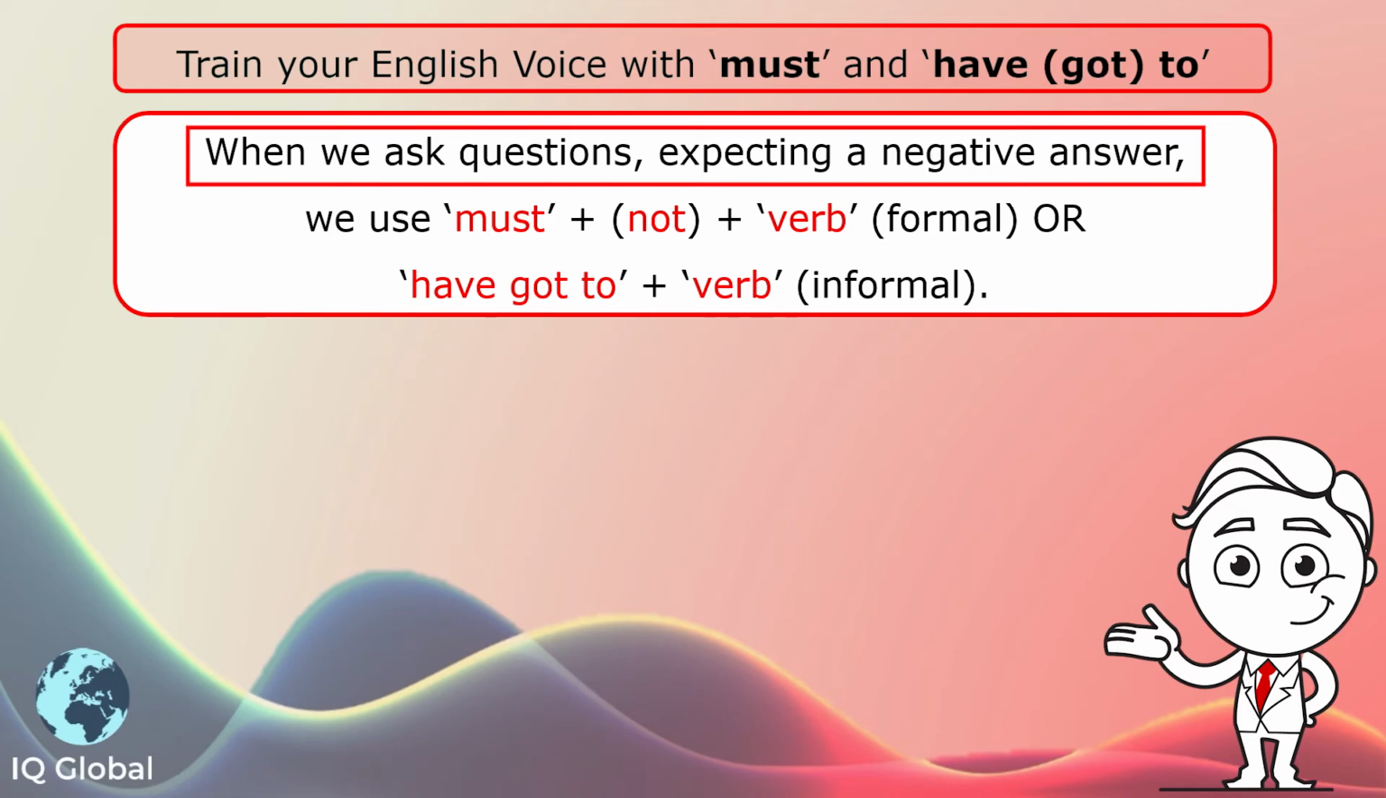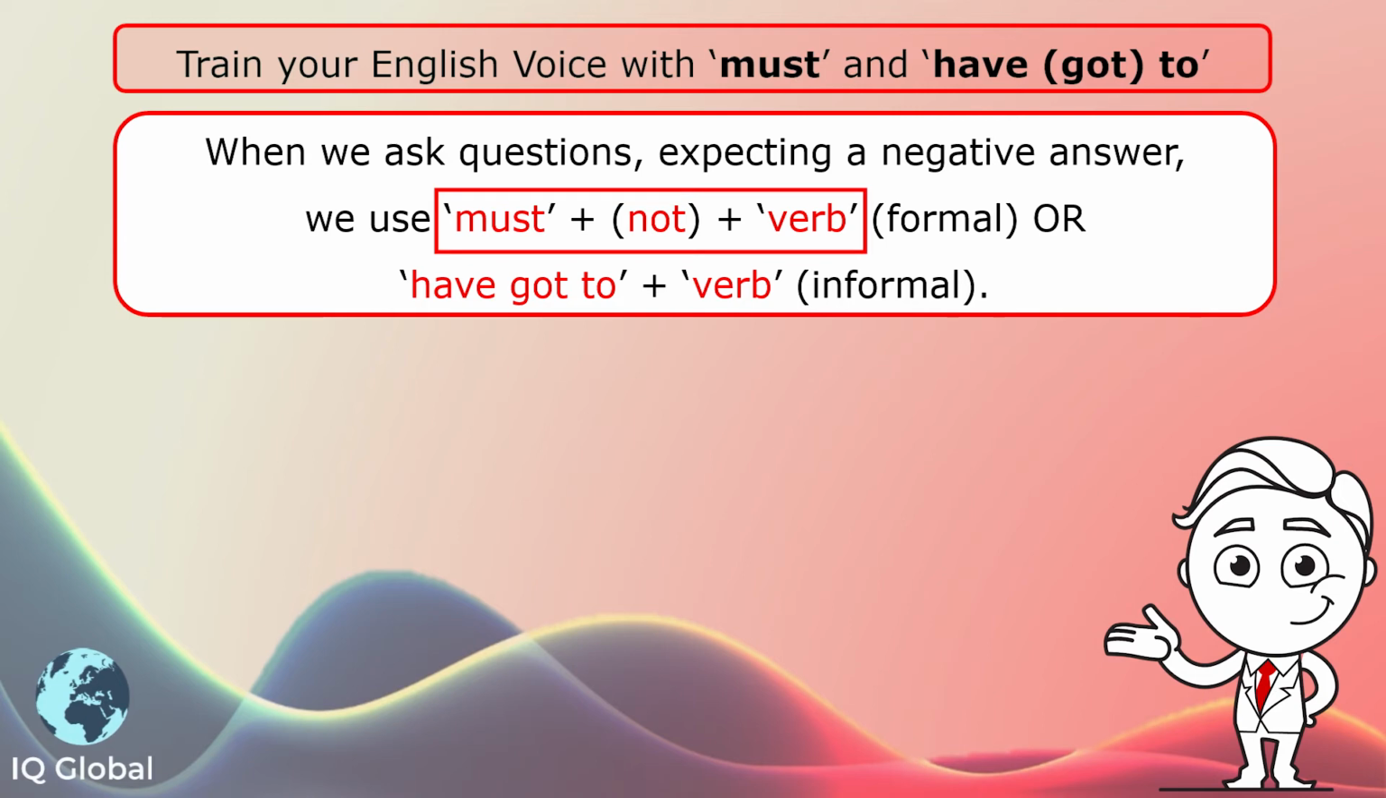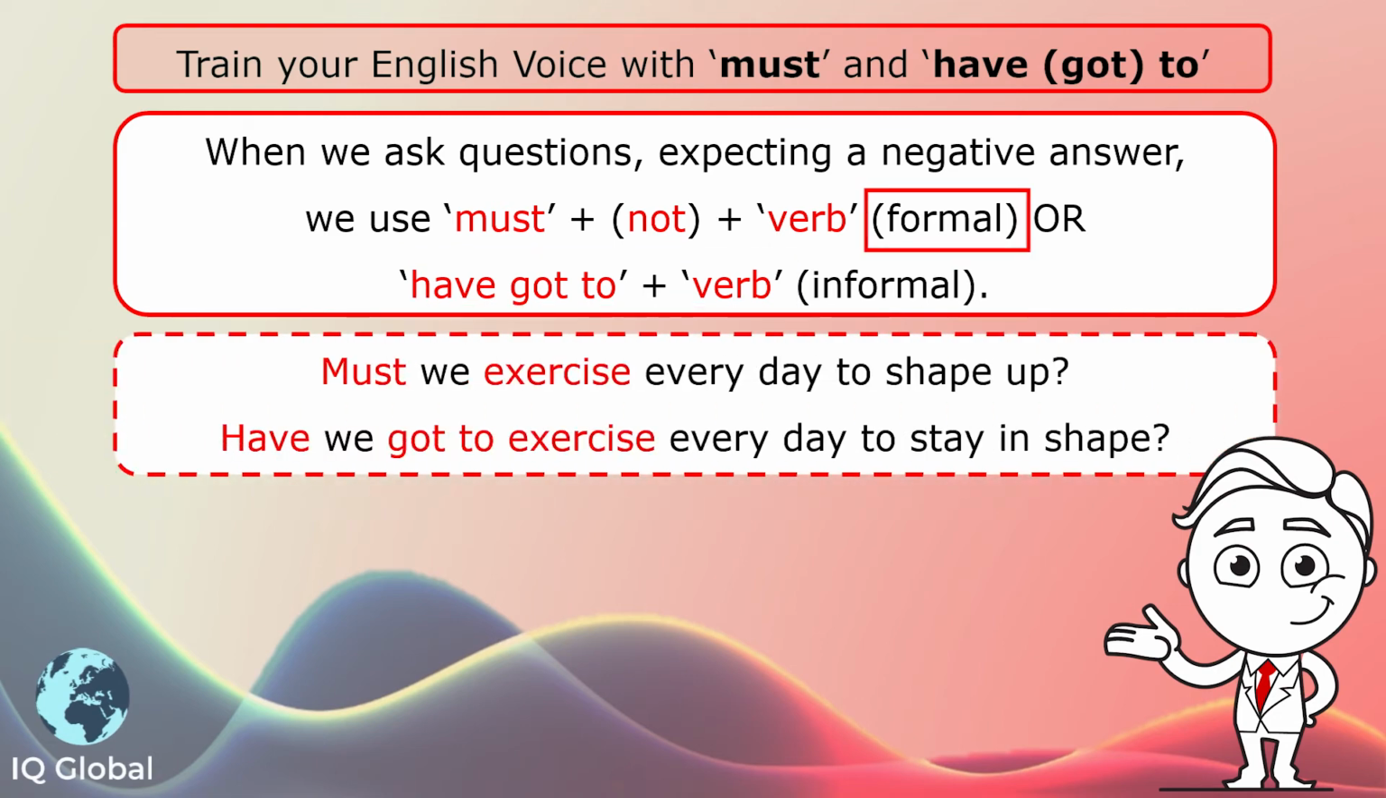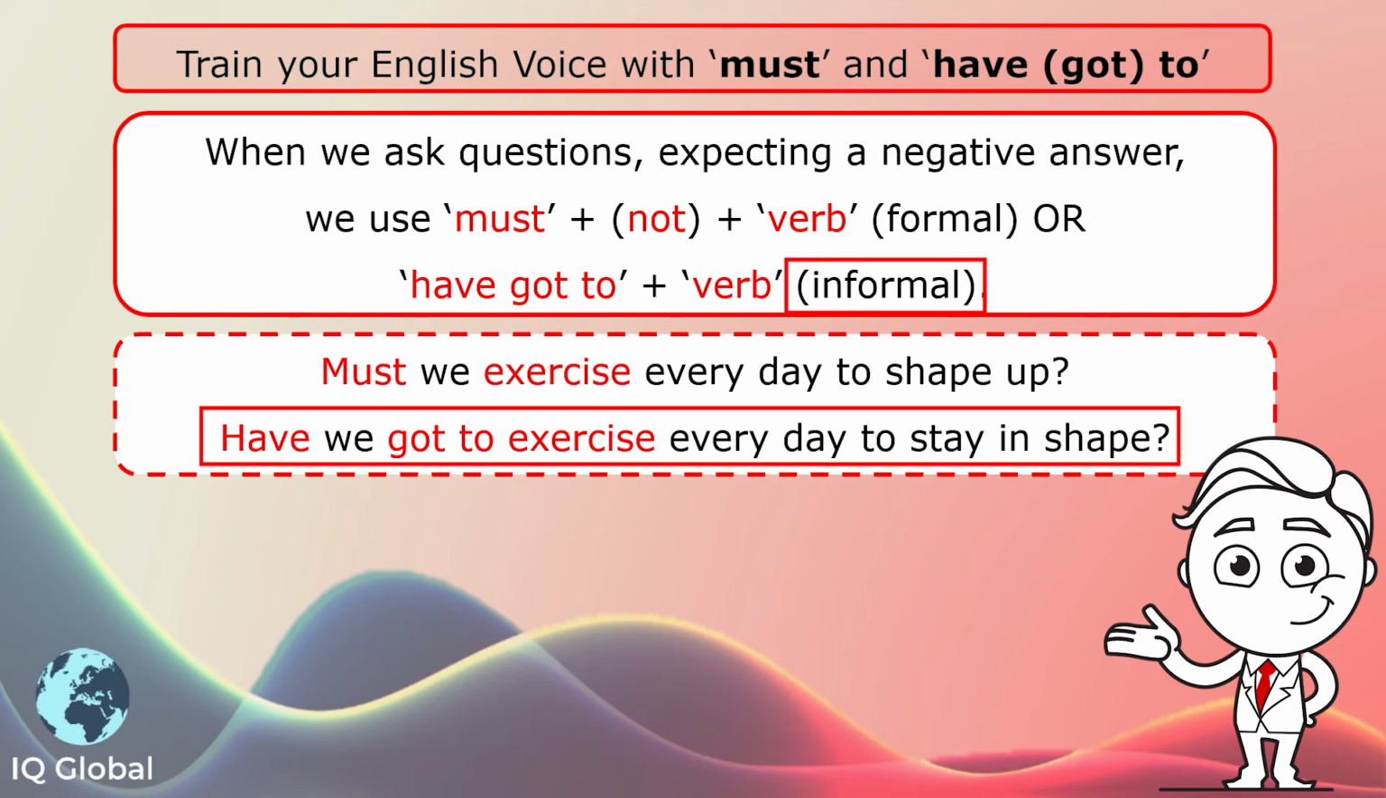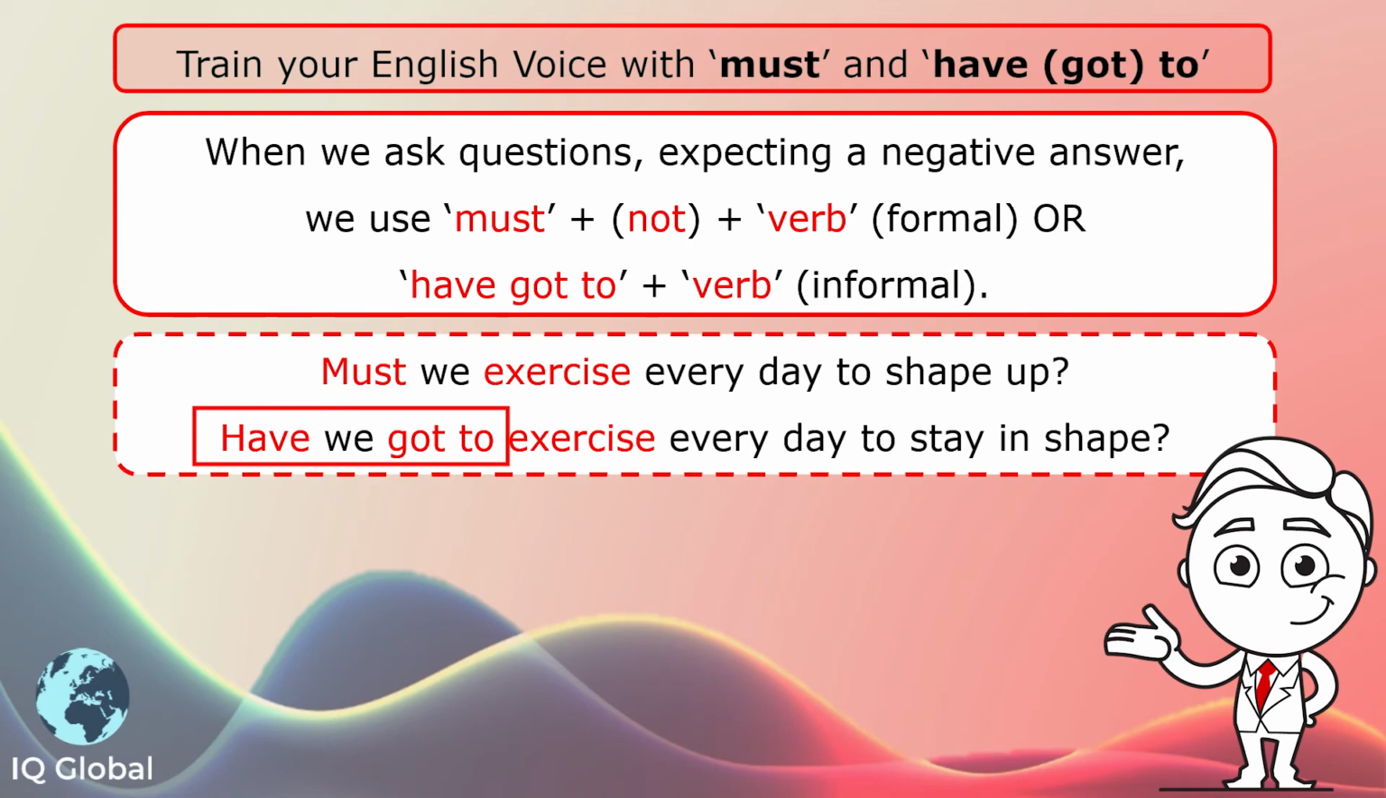When we ask questions that expect a negative answer, we use must plus the verb or must plus not plus the verb for negative sentences. This is very formal. Or for more informal use, we would use have got to plus the verb. So for a formal example, must we exercise every day to shape up? For an informal, have we got to exercise every day to shape up? Have we got to does not sound as formal as must.